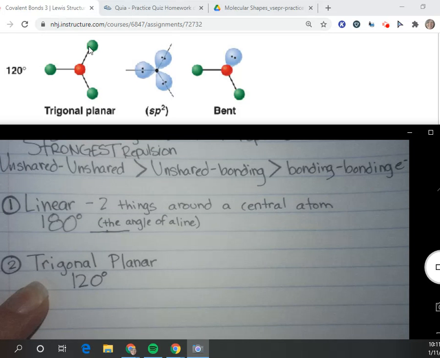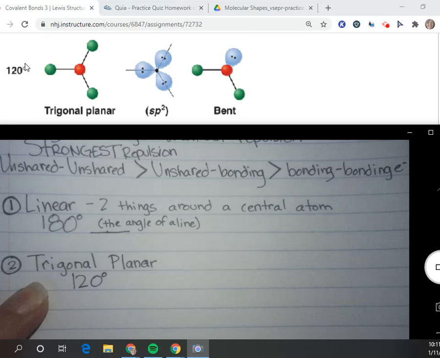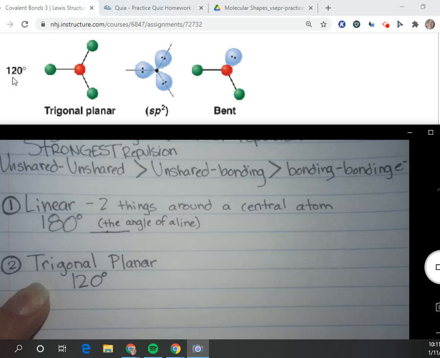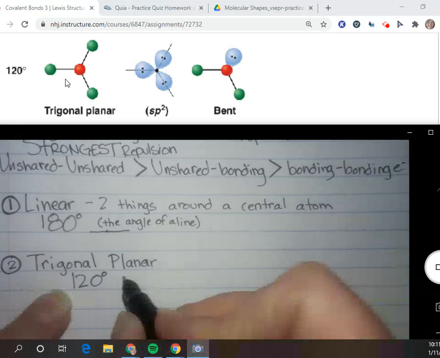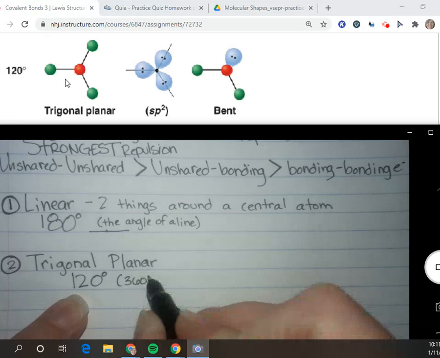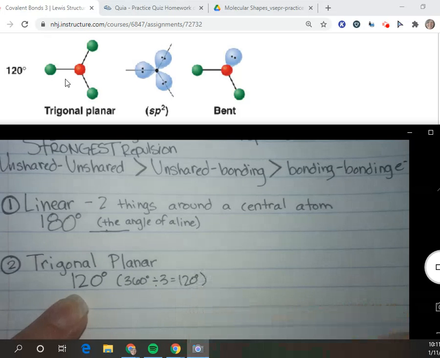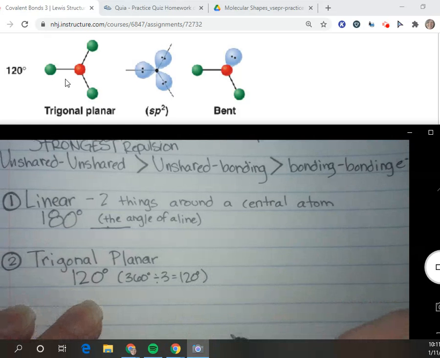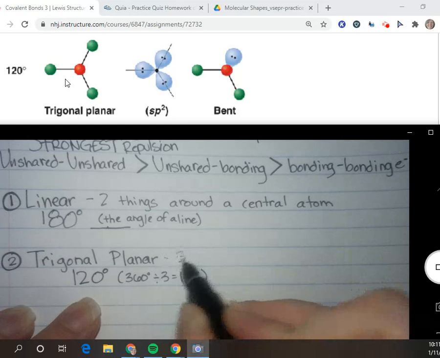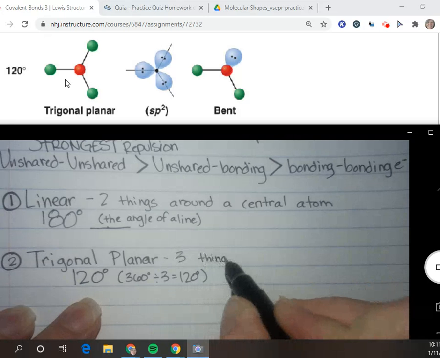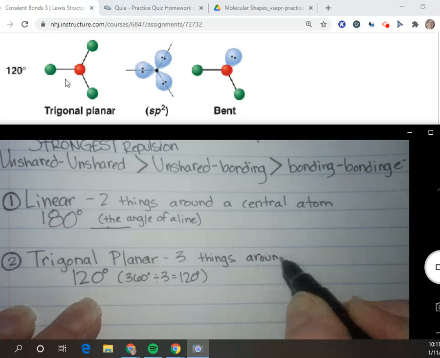central atom. How many degrees are in a circle? 360, right? So if I take 360 divided by 3, what do I get? 120. So the angle right here is 120 because I'm taking 360 divided by the 3 things, my 120, right? And so we could go ahead and write 3 things around a central atom.